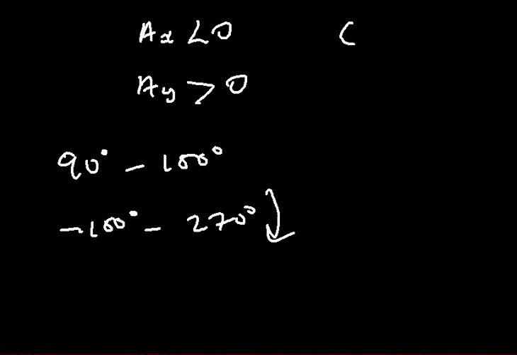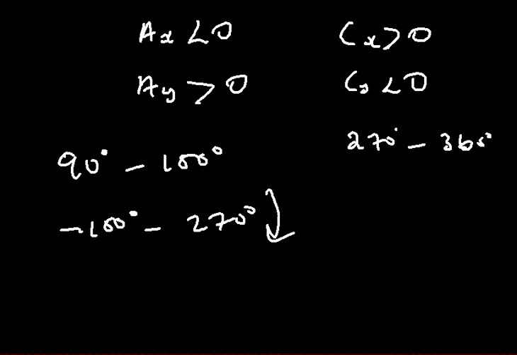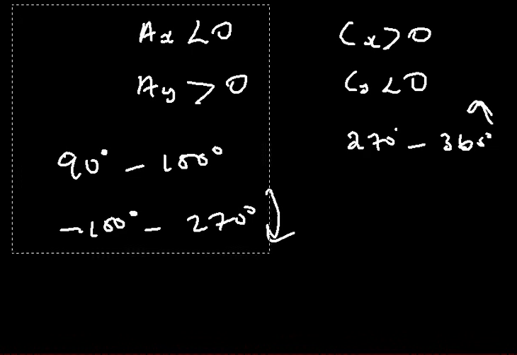Let's say we have a vector with component Cx greater than 0 and let's say Cy less than 0. So which quadrant is this? The quadrant is the fourth quadrant. So what are the possible directions? Possible directions should be 270 to 360 degrees if the angle is measured in an anti-clockwise direction. Likewise, it must be 0 degrees to negative 90 degrees if the angle is measured in a clockwise direction. So keep that in mind.